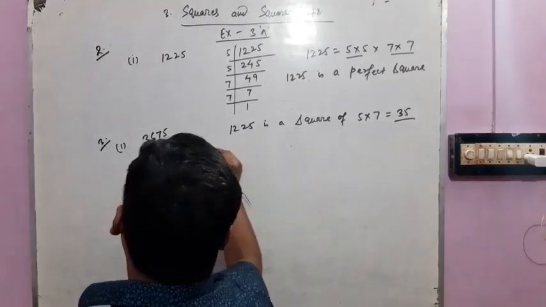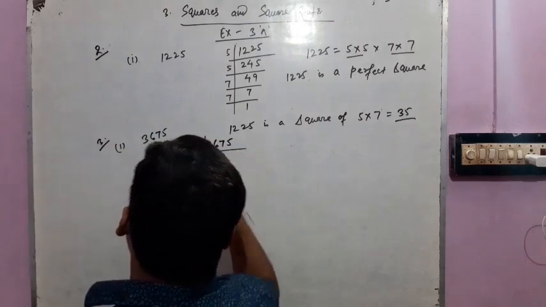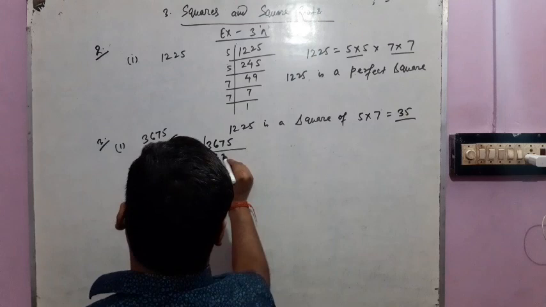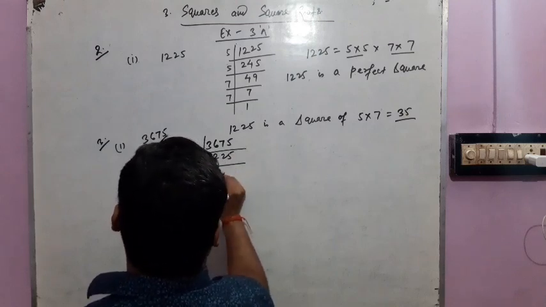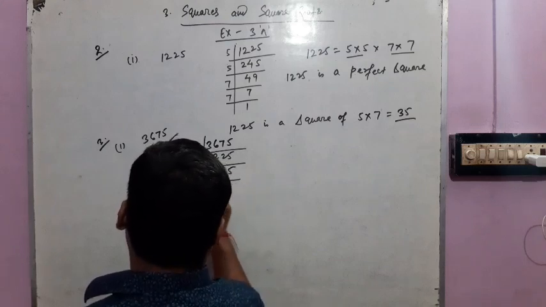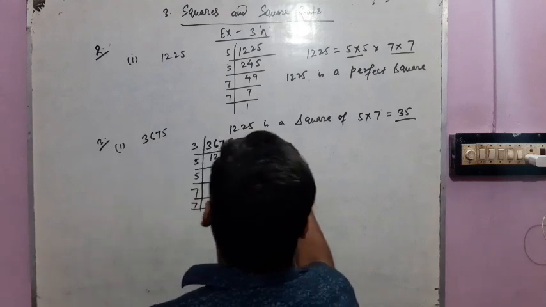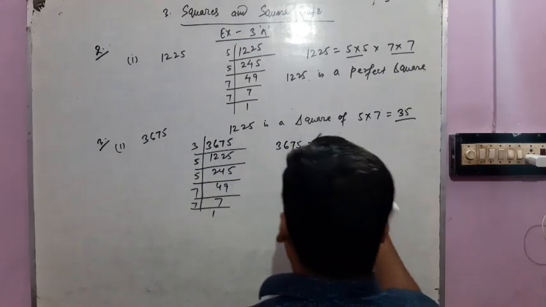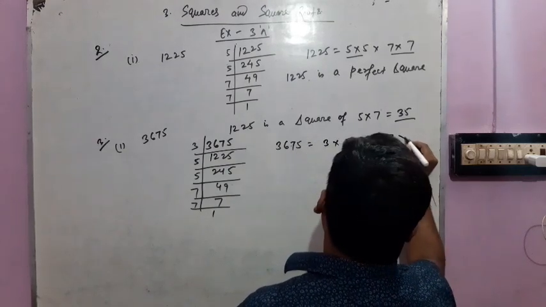Okay, first we have to prime factorize 3675, with 3 first, with 5 next, again with 5, then with 7. Now 3675 can be written in the product form like 3 into 5 into 5 into 7 into 7.